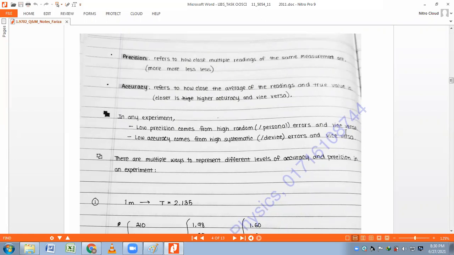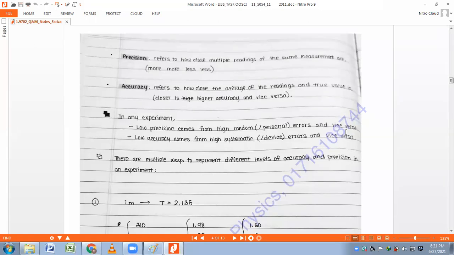So I'll say this again, that high precision data means less random error, and low precision means when the values are really scattered, which means high random error or high personal error.